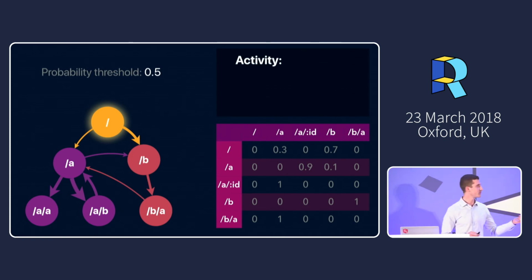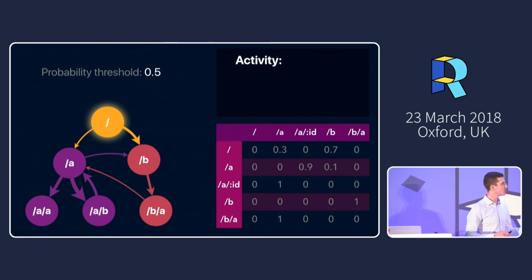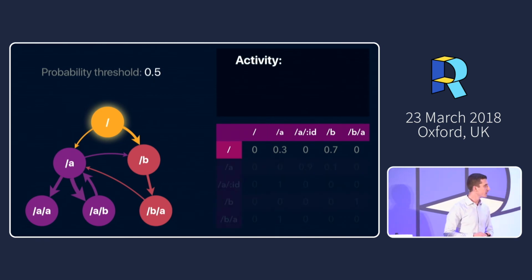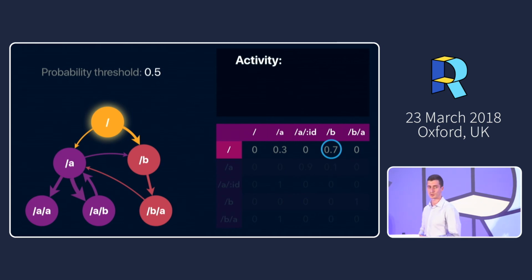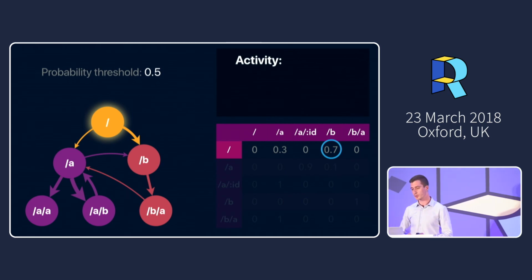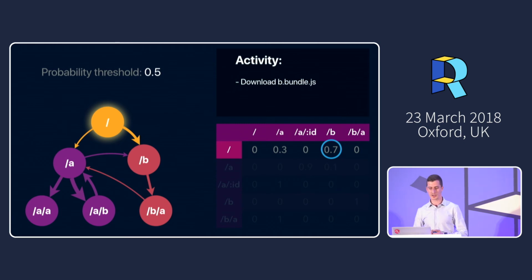So first, the user is in the root. So we are just going to take a look at the first row of the matrix. We're going to see that there is /b, which has 0.7 probability to be visited. So what we're going to do is just download b.bundle.js.